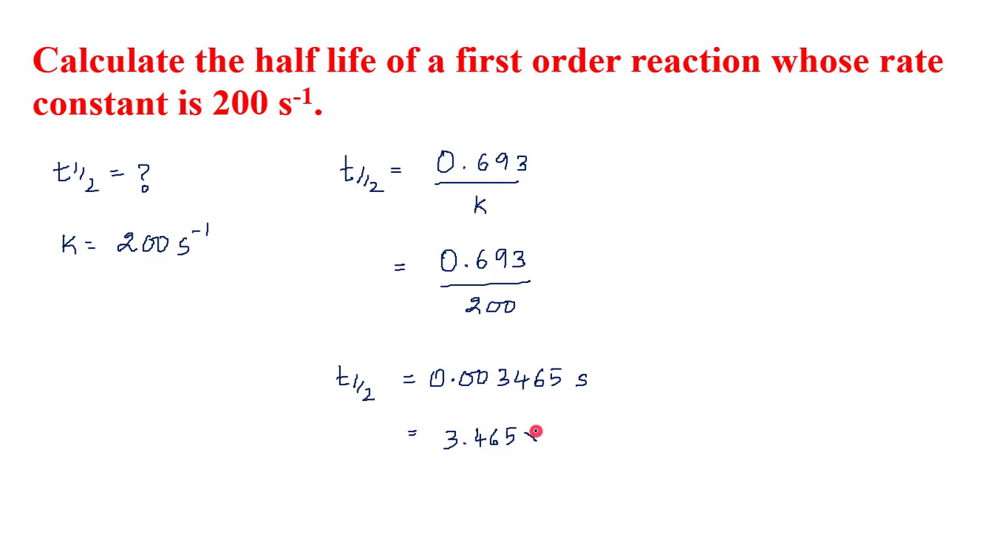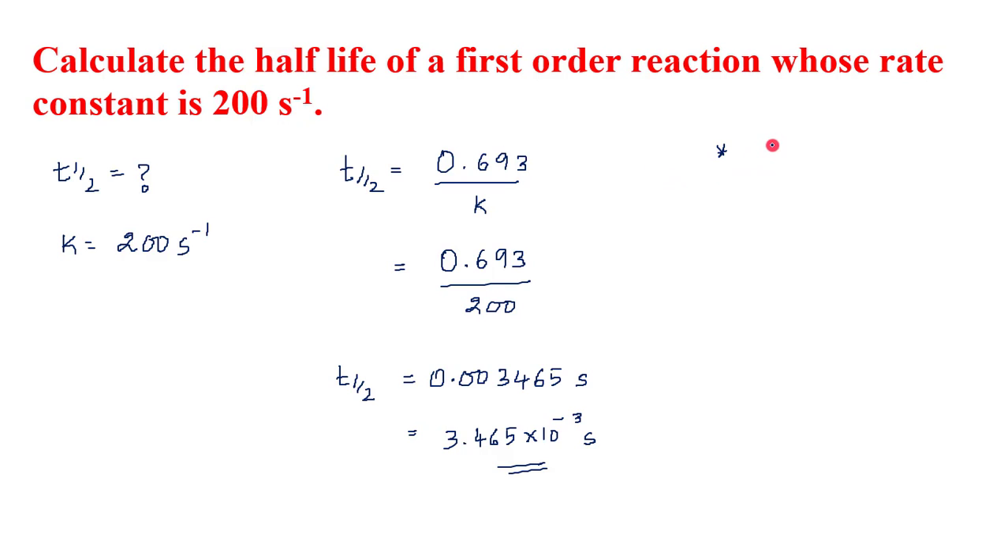3.465 into 10 raised to minus 3 second, right? So this is the way how you have to calculate the half-life when rate constant is given. Okay, so you try by taking calculate the half-life when the rate constant is given to you.